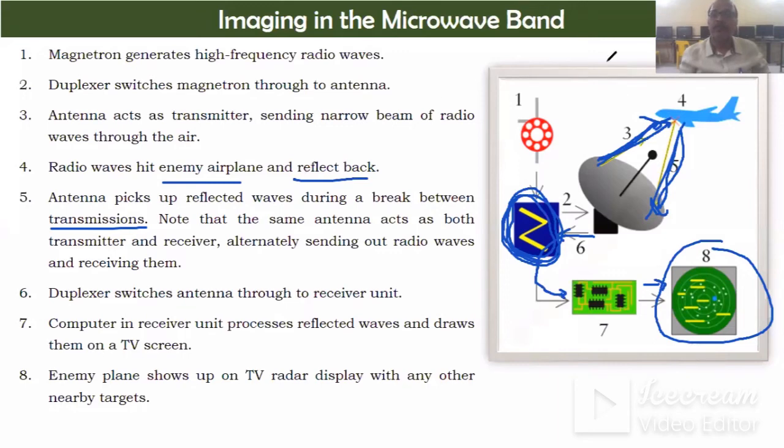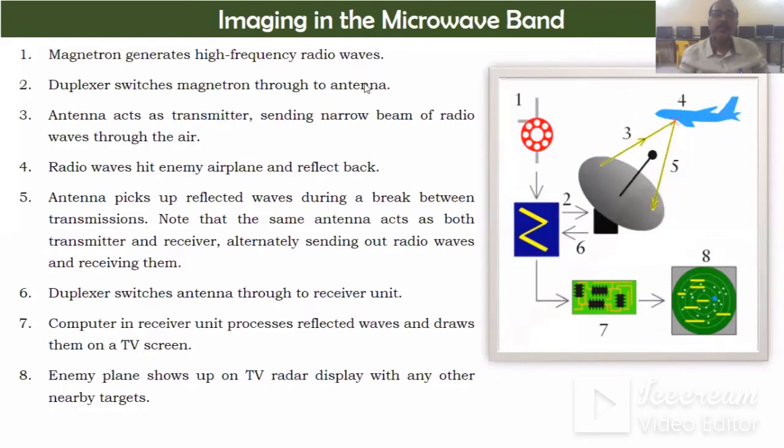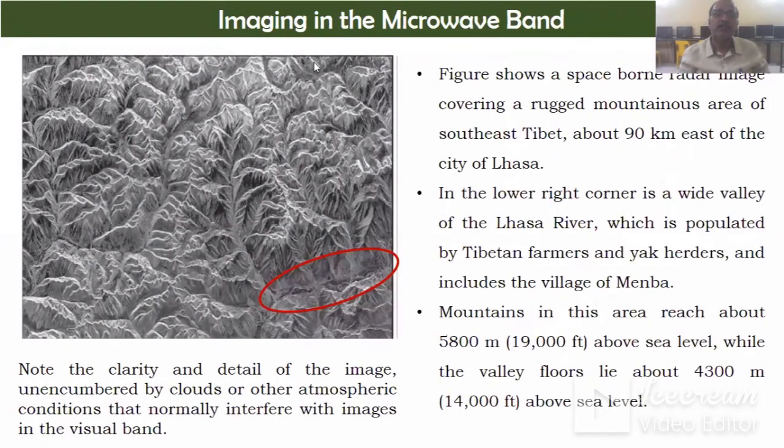Okay, so next part is, now see, this is one of the another example. Okay, see this image. So this figure shows the space borne radar image covering rugged mountain area of a southern Tibet about 90 km east of the Lhasa.